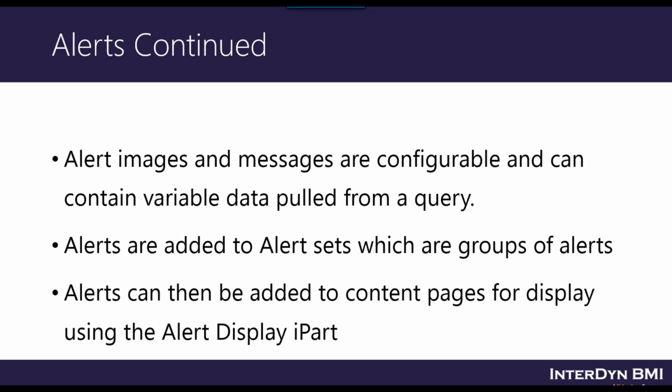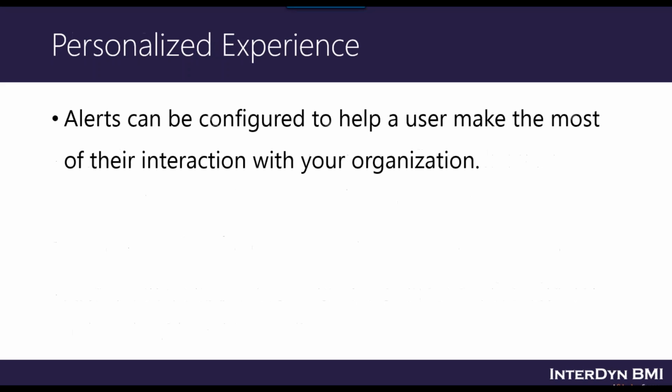And then we can say, what do you want to show to the user? Do you want to show a picture? Do you want to show a URL? Things like that. And then what we do is we create little sets to put one or more alerts in, and then we display those on the content pages via an alert display iPart. So that's just very high level. And these alerts we want to configure to make the most of their interaction with the organization.